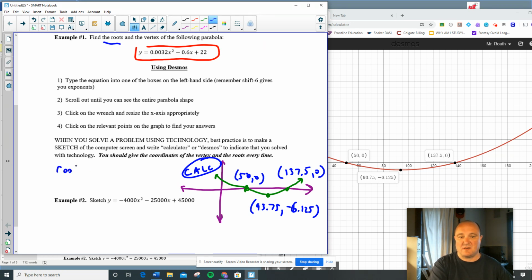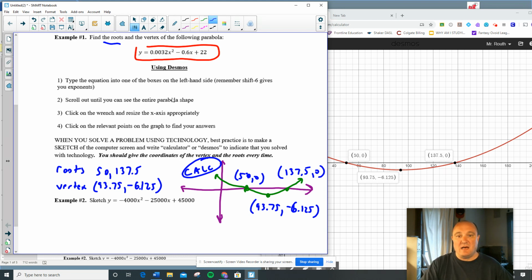The roots are 50 and 137.5, and then the vertex is 93.75, negative 6.125. If you've already labeled it, you might not need to write it again. It just depends on the scenario. I would accept this as a complete answer without the additional labeling.